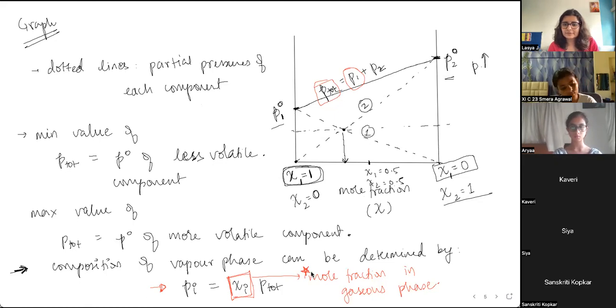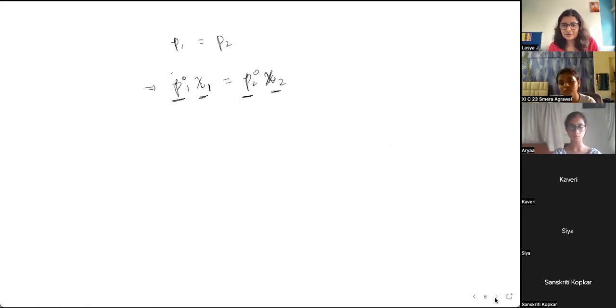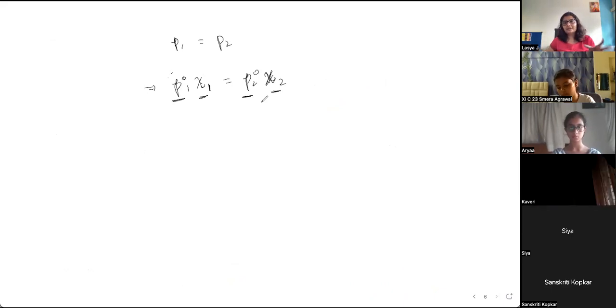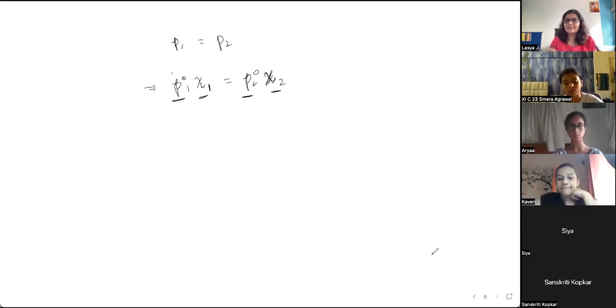Can you go to the next page? Yeah. There is nothing else on the next page. I was just showing that if the partial pressures are equal, it doesn't mean that the mole fractions are equal. So Kaveri, what you are talking about is in the gas phase, if the number of moles are equal, then the partial pressures will be equal. In the case of Raoult's law, we can't say that because this represents the mole fraction in the solution, like the concentration of the solution. That's where the difference is coming.